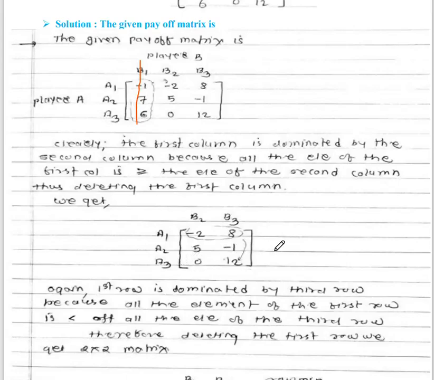Row operation means you have to select any one of the rows where all the elements of that row are less than or equal to the elements of another row. If you observe, all the elements of the first row are less than or equal to all the elements of the second and third rows.